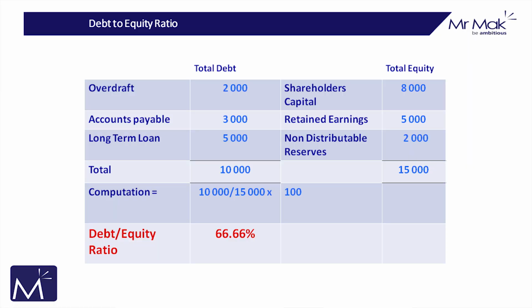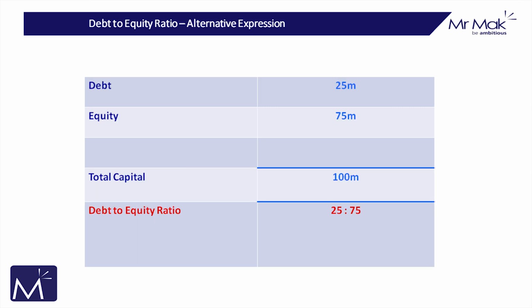Let's do an example. In our example, we've got a company with total debt of 10,000 and total equity of 15,000. If you had to express this as the debt to equity ratio, you would say the total debt 10,000 divided by that total equity of 15,000 multiplied by 100 gives you a debt to equity ratio of 66.66%. That means the debt in the company equates to approximately 66.66% of the equity.